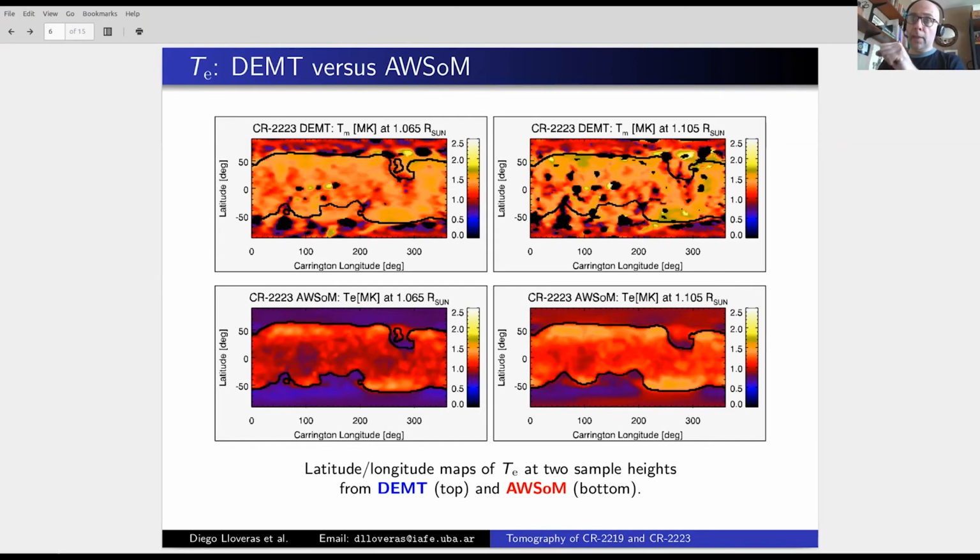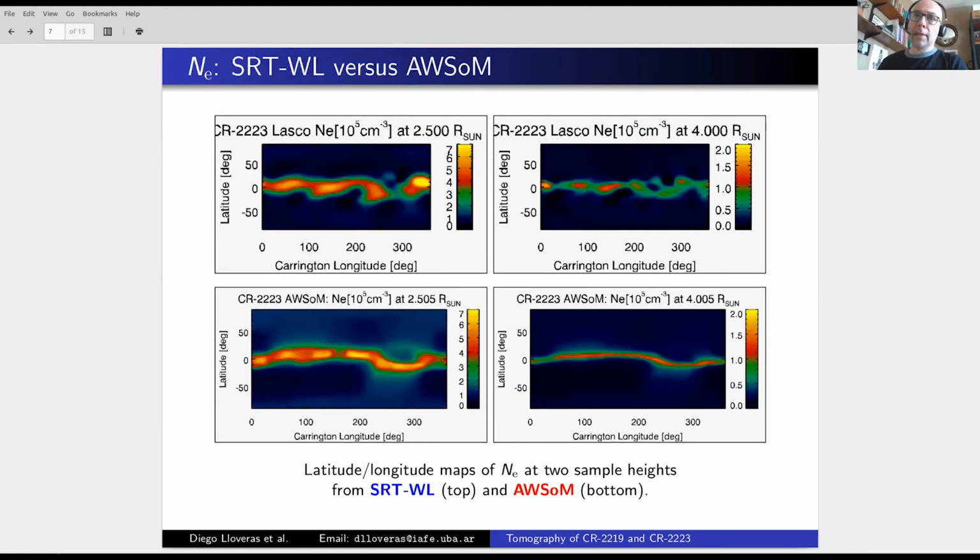I'm going to show you in a couple of slides similar results for WHI, just so you see a different reconstruction, a different target. And again, for 2223, these are at the top electron density reconstructions of the corona at 2.5 and 4 solar radii as just sample heights within the field of view of LASCO. And below are the results of the model.